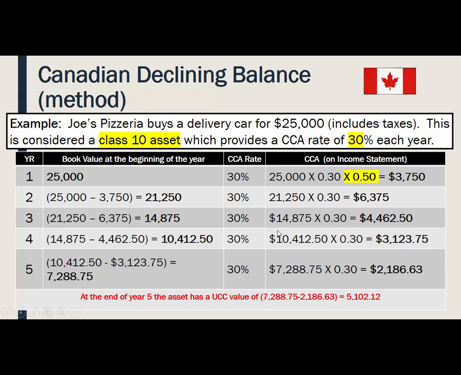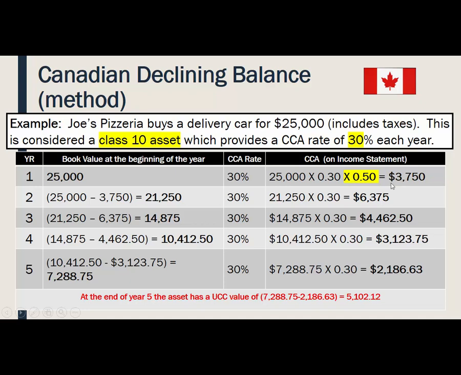Okay? So year one, we would start with $25,000 because that's how much it was worth, including taxes. The CCA rate is 30%, so you would be allowed to deduct 30% of this value right away in the first year. But never forget the half-year rule. So the first year, you can only deduct half of that amount. So we would first find out what 30% of 25,000 is, so 25,000 times 0.3. And then we would multiply it by a half, and that's that half-year rule. Only happens in the first year.